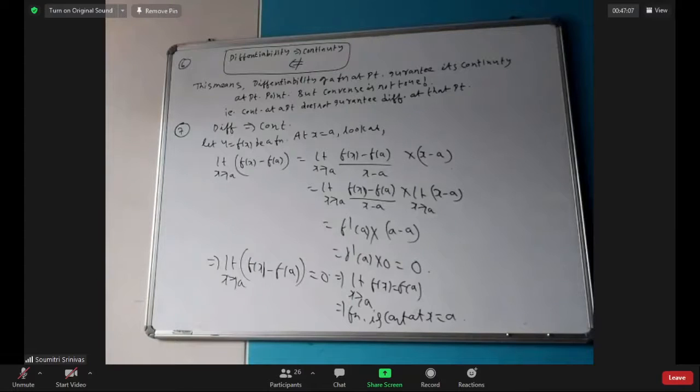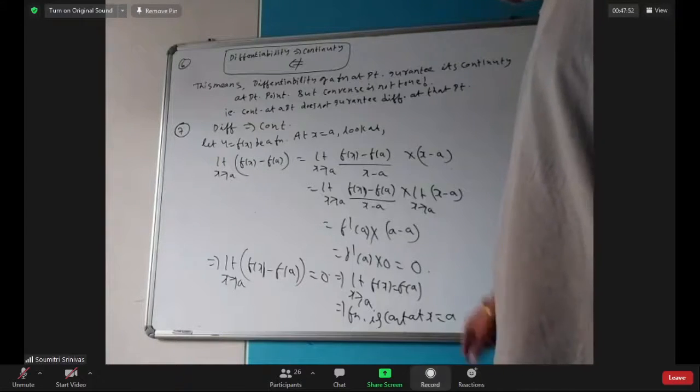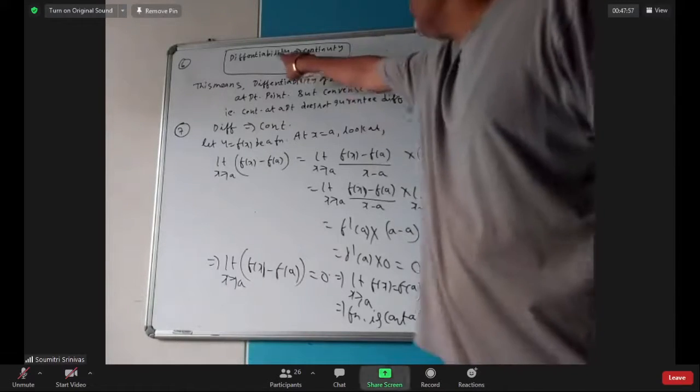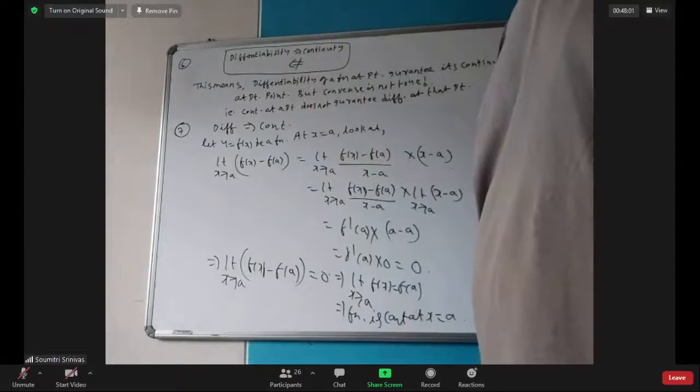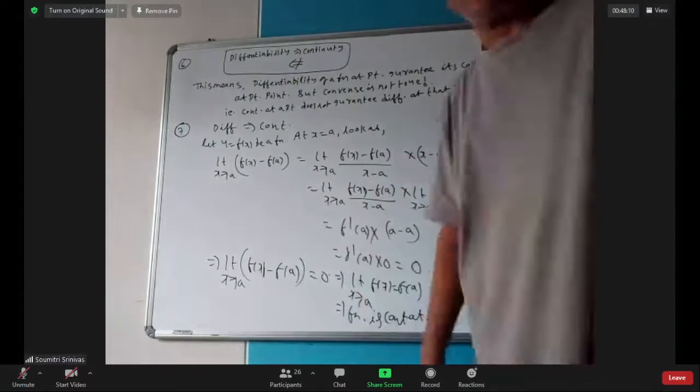Excuse me, sir, one doubt. Sir, as the limit of f of x where x goes to a is equal to f of a, we are saying the function is continuous at x is equal to a. But how are you saying it is differentiable? You assumed differentiability, so what is continuity? That is what you are proving. Okay, sir. You are assuming differentiability and trying to prove continuity, and that's what I proved here. Okay, sir, understood.